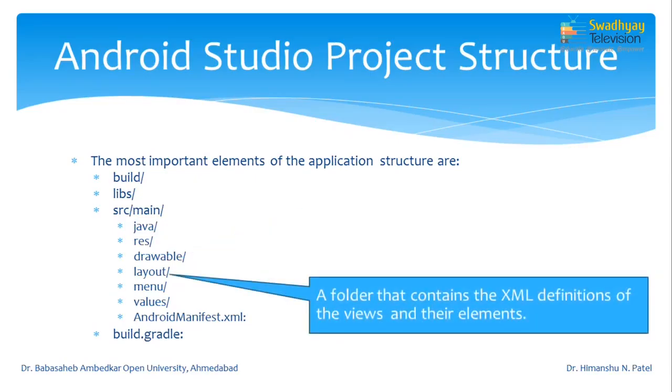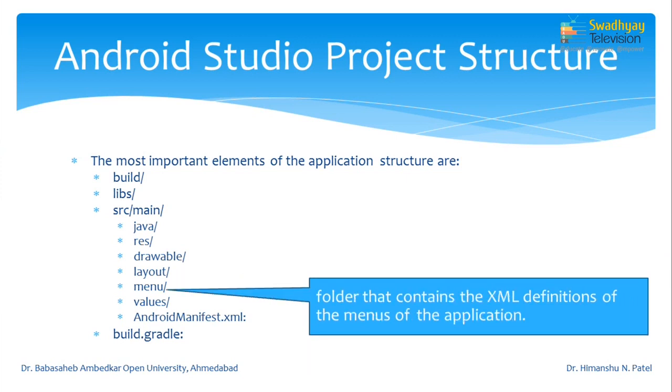Next is the layout folder. We already discussed what a layout is. A layout represents your interface. How your controls are organized in the user interface is specified by the layout. All layouts are XML files and these XML files are stored in the layout folder of the src main folder. Again, a menu is also a resource. So it is again stored as an XML file and this XML file is stored in the menu folder, normally called menu.xml. All menu definitions are stored in the menu folder.